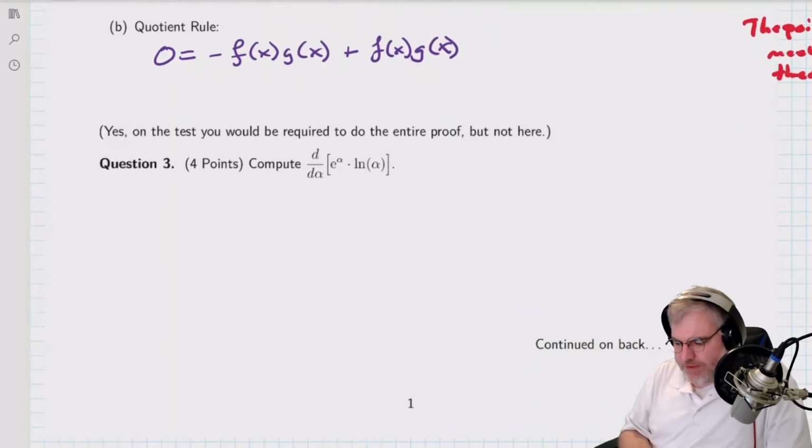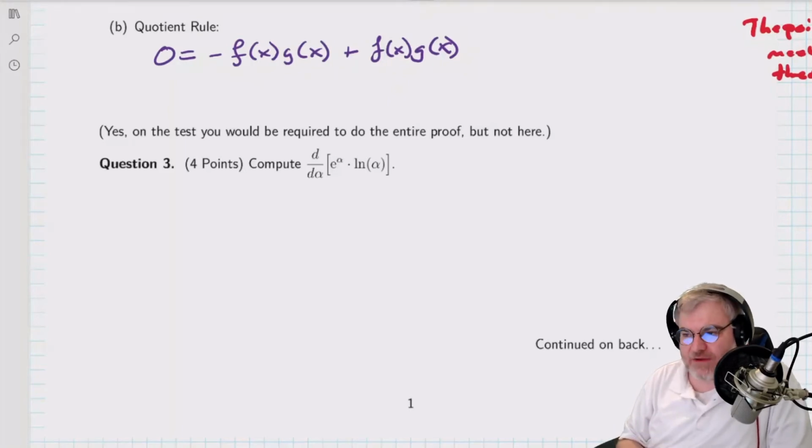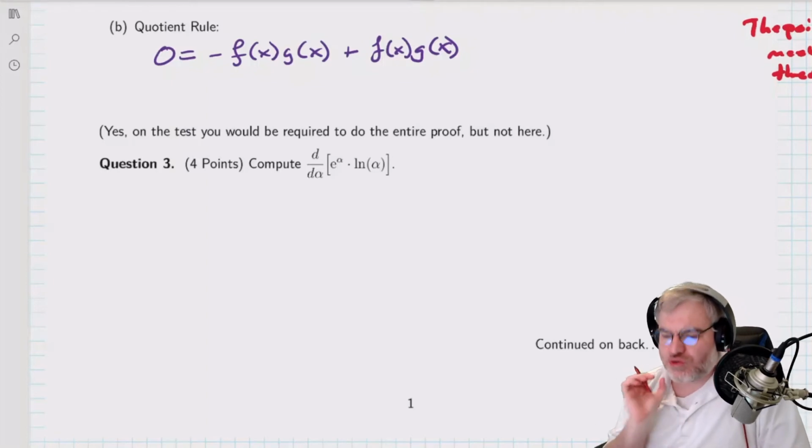Again, I don't know if it's going to be on the test or not. All right, d over d alpha. Here I'm going to use the product rule. Now, I want to be very clear. Whenever e to the x, the exponential function, is involved, I am always super careful with it, because this little thing is its own derivative.